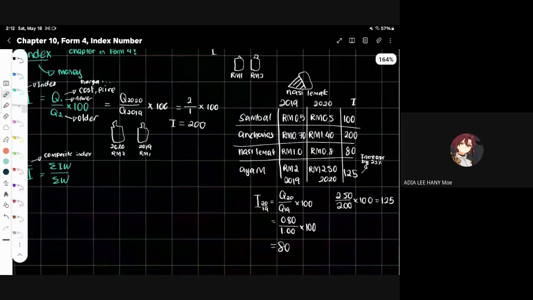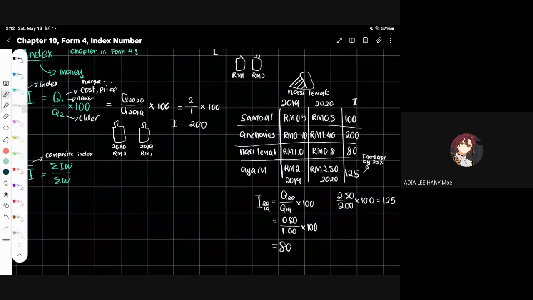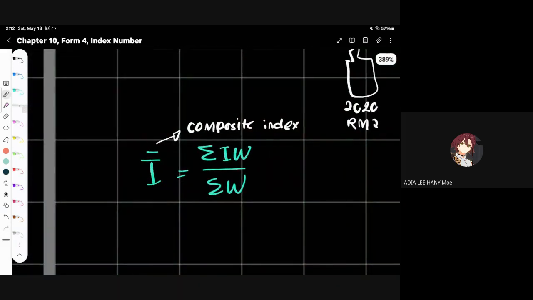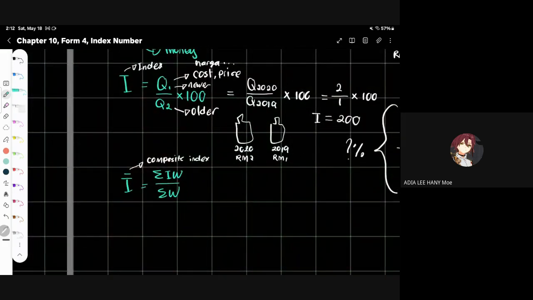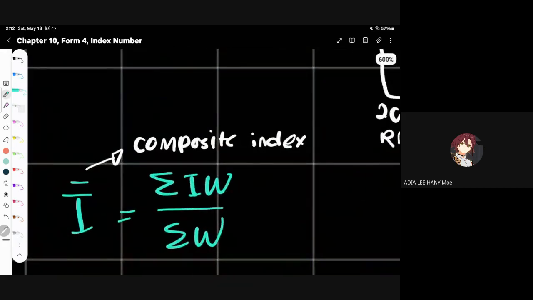Okay, you understand so far, right? But we are talking about composite index. Composite index basically means how much all of these increase by. To understand simply, it is a group.